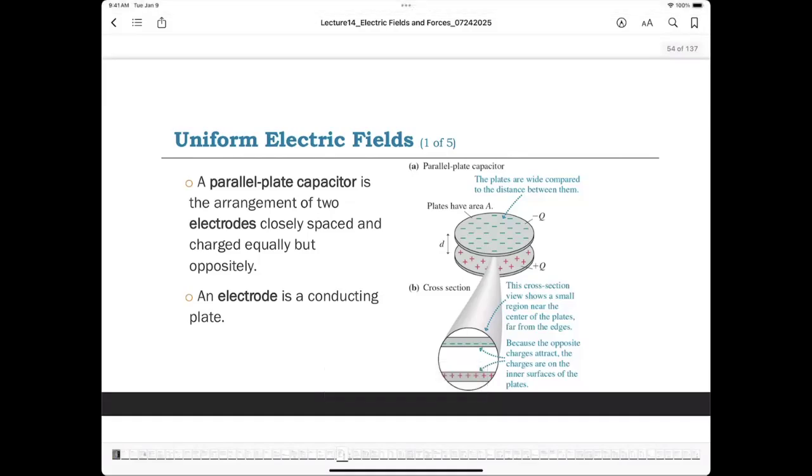Okay, let's talk about uniform electric fields. A parallel plate capacitor is the arrangement of two electrodes closely spaced and charged equally but oppositely. You can see here there is a capacitor, and the upper plate has all the negative charge, and the lower plate has all the positive charge. An electrode is a conducting plate. The plates are wide compared to the distance between them. There is a distance between those two plates, and this cross-section view shows a small range near the center of the plate, far from the edges. Because opposite charges attract, the charges are on the inner surface of the plates.